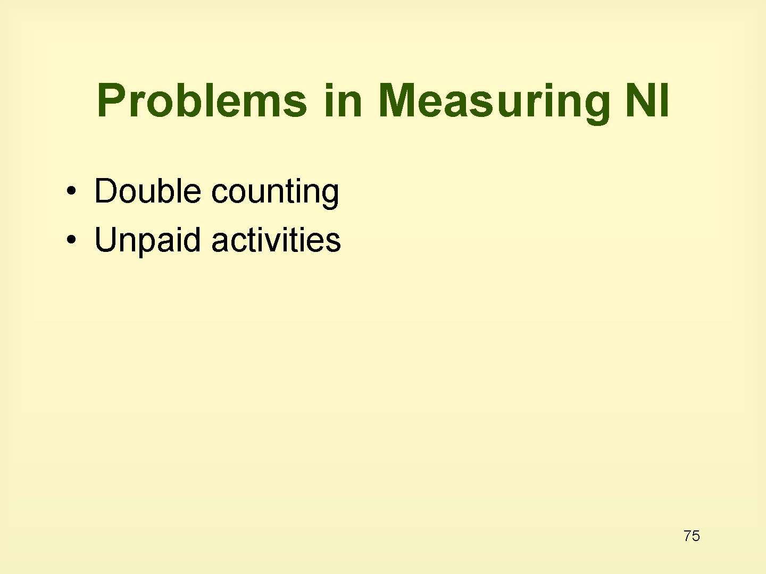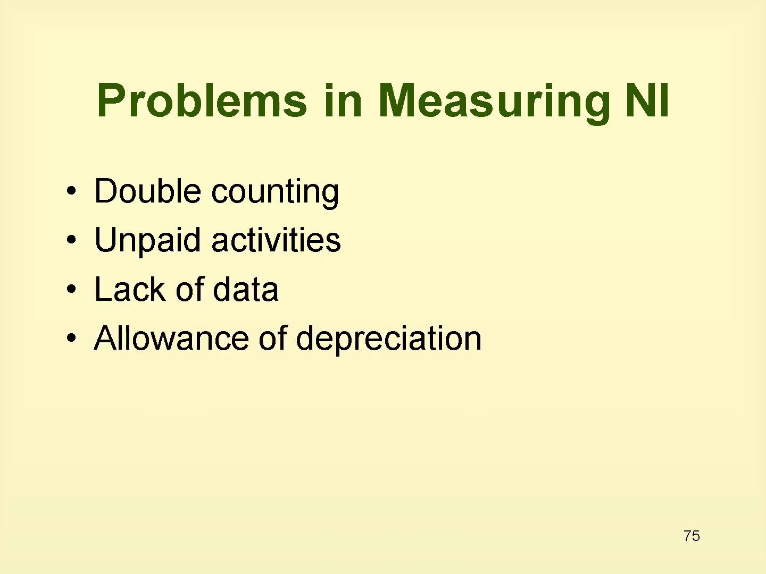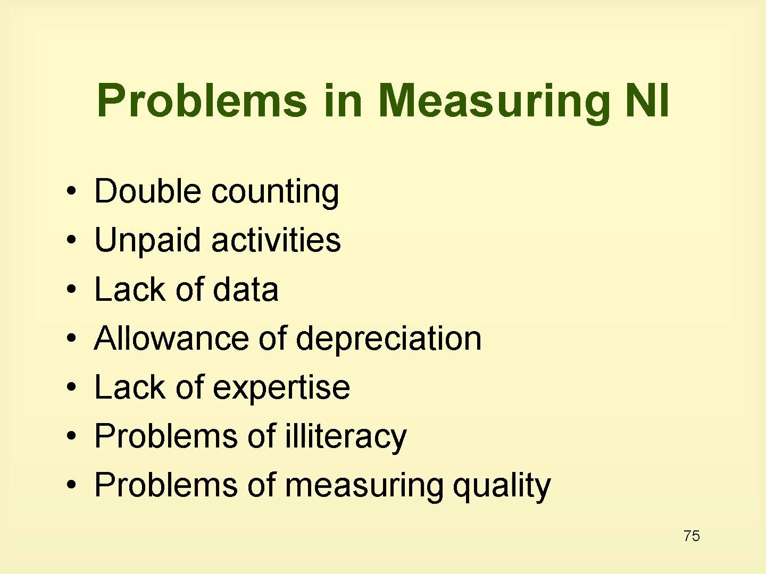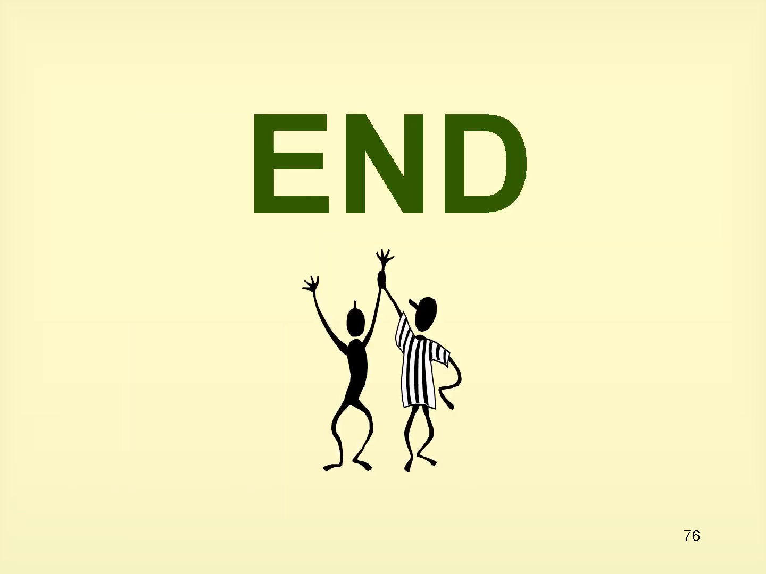Then sometimes there is unpaid activity, and maybe a lack of data, the allowance we make for depreciation, and lack of expertise. And the last one is the problem of illiteracy, and problems of measuring quality. That's all for chapter 8.